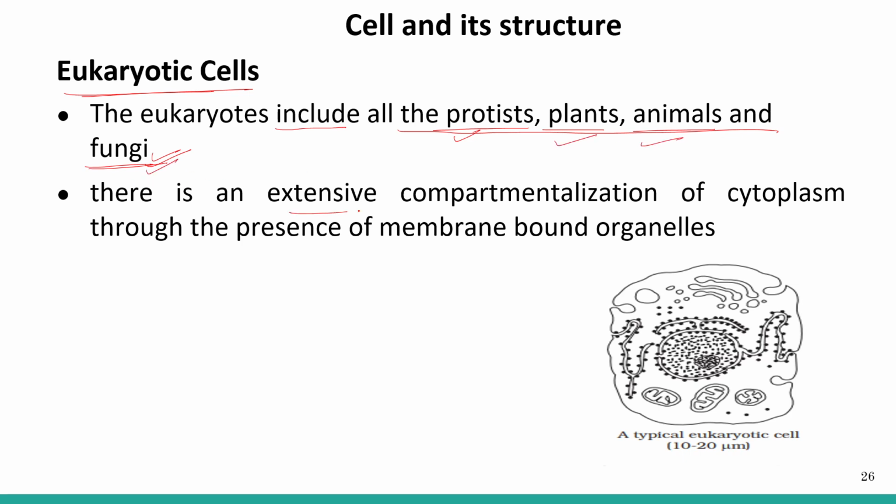There is an extensive compartmentalization of cytoplasm through the presence of membrane-bound organelles. So here we can see definite membrane-bound organelles are present in the cytoplasm of the eukaryotic cell. They form small compartments, and that is very unique for its function, right?